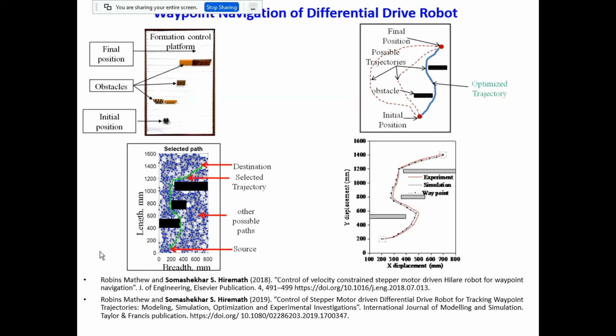This is one of the things we are working on, and here you see both experimental and simulation work carried out. The robot searches various alternatives to reach the final destination, and finally takes the route along the connected points. This is called waypoint navigation: reaching the final destination with minimum time and minimum distance.